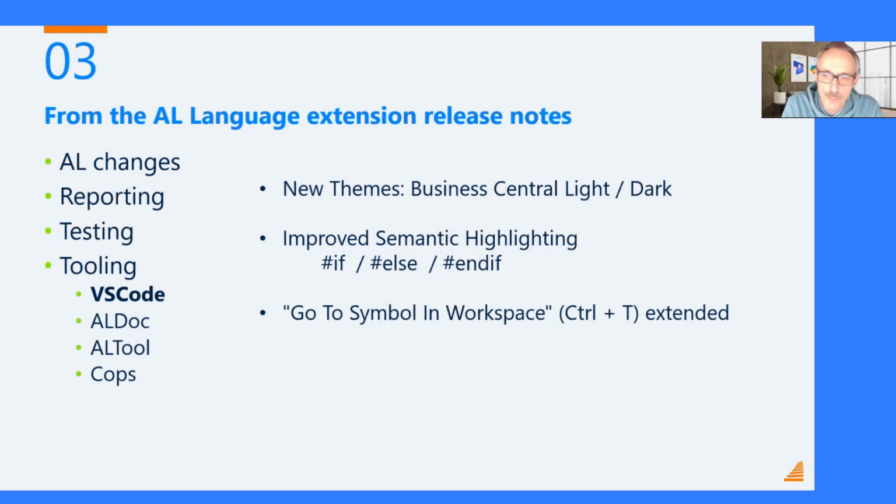Another option that's improved is the go-to symbol in workspace, which is a Control-T shortcut. Until now it was not able to find all places where symbols were defined. That's improved now. There are more places where symbols will be found. And if you have a symbol that's coming from a different place, then you will have a better experience finding this symbol by going to it.